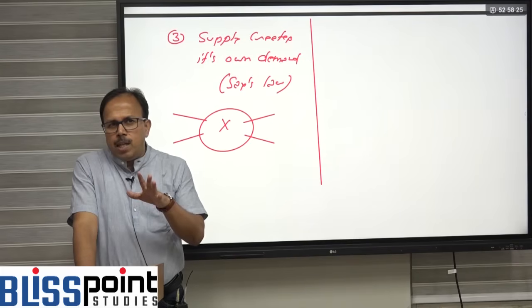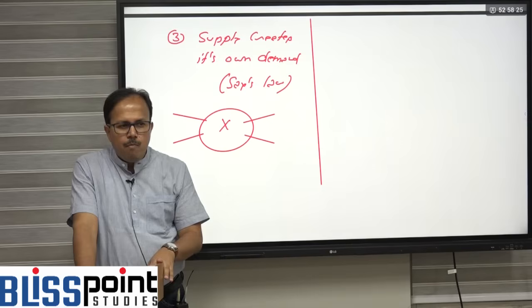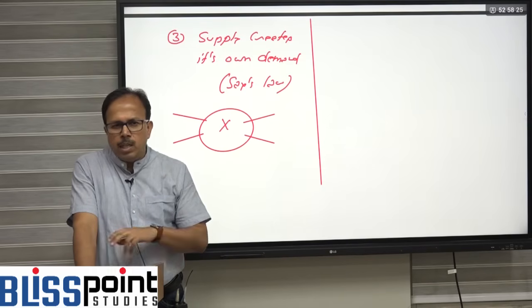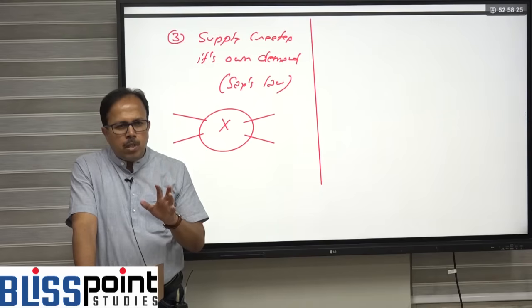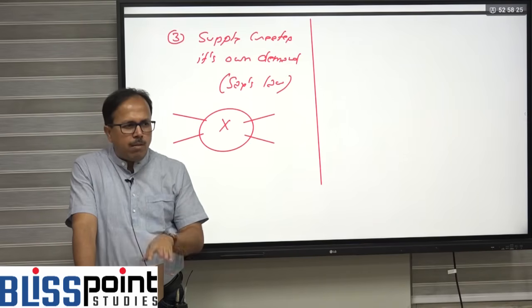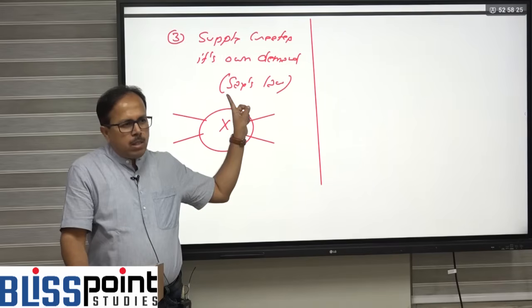Now the question is, if that argument is correct, can we explain the Great Depression? What happened between 1929 and 1939? One entire decade. Is depression a case of lack of demand or lack of supply? It is lack of demand. Supply is available, but there was lack of demand. That means there is something fundamentally wrong about this law.